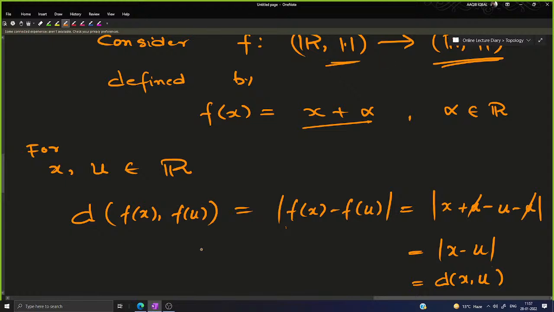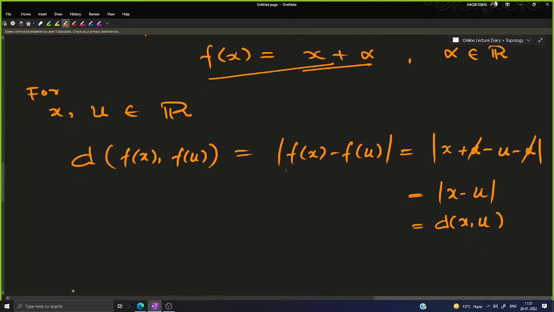I am showing you that in this kind of mapping, if your function is of this form, then the distance between images is the same as the distance between the points, so therefore the function is an isometry. Thus f is an isometry.